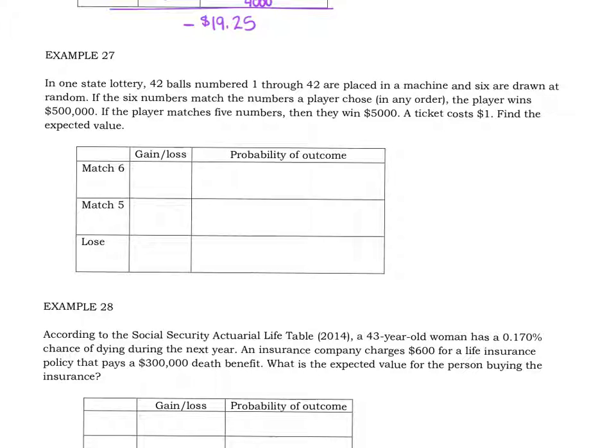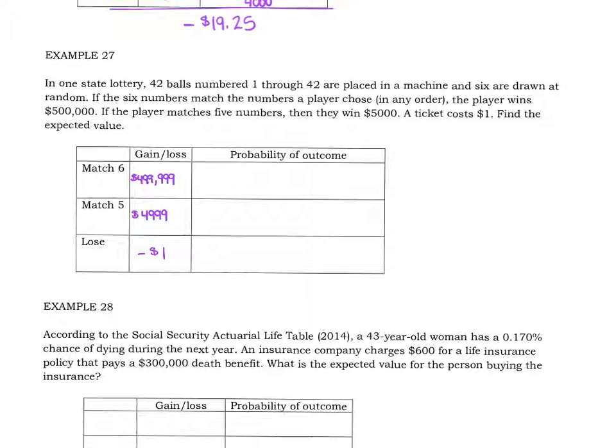Okay, so if they match all 6 numbers, they're going to win $500,000. But again, they did pay $1 for their ticket, so their gain is $499,999. If they match 5, they're going to win $5,000, but again, they did shell out $1 for their ticket, so they walk away with $4,999 profit. And if they lose, then they're out their $1 lottery ticket.